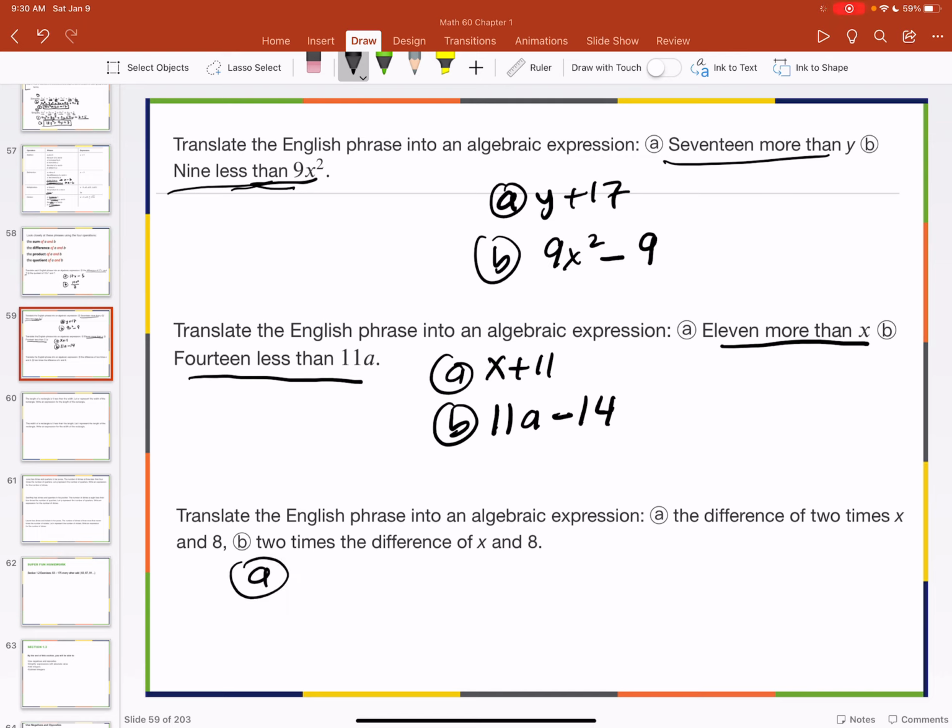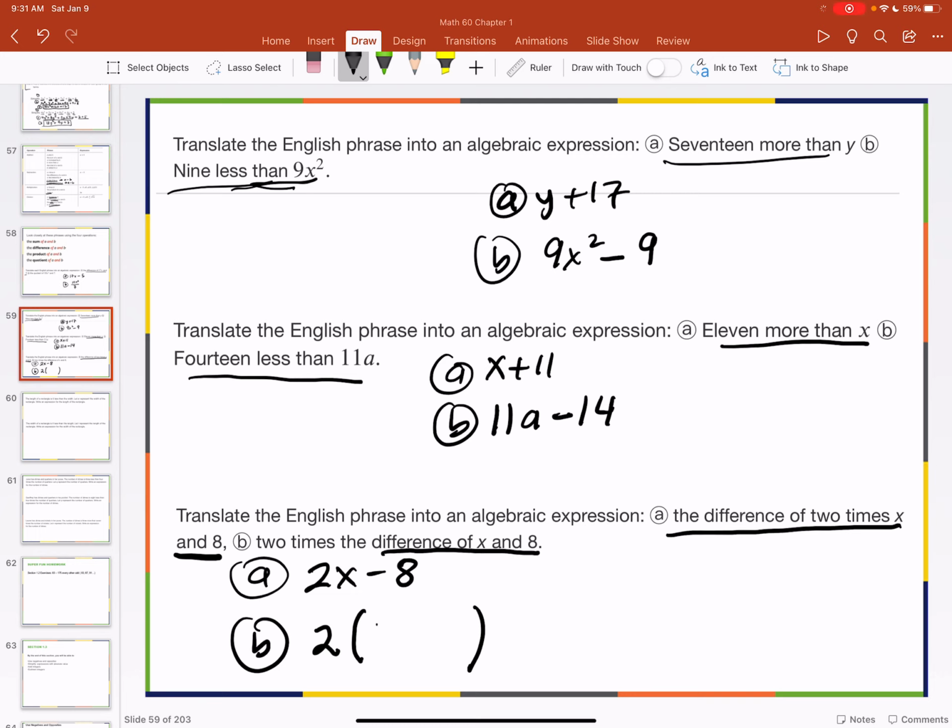All right, so we have here the difference of 2 times x and 8. So 2x and 8, that's the difference, minus. And then B, 2 times the difference. Now, when it says the difference of x and 8, it's like this, okay? And if we want to multiply that, we want to do that 2 times, so that's why we need parentheses, okay?